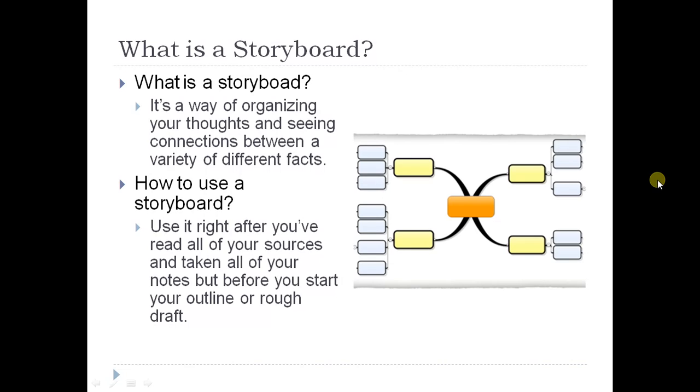So, how to use a storyboard. You would usually use a storyboard right after you finished reading all of your sources and taking all of your notes, but right before you're going to plan out your rough draft or your outline. It's a way for you to see connections between all of the various pieces of information and facts. Usually right after reading all your sources, everything feels very messy and disorganized in your brain, and this is a way of organizing your ideas.